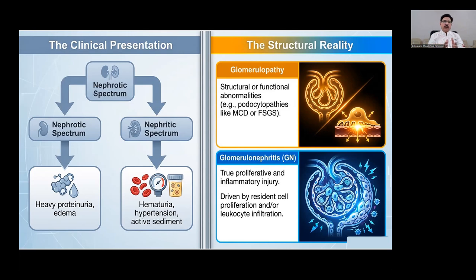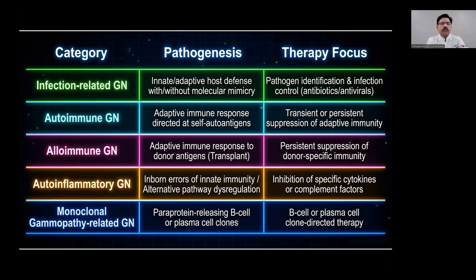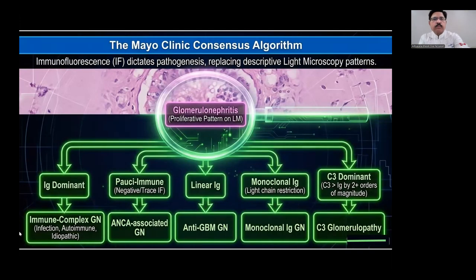The difference is, glomerulopathy is minimal change disease, podocytopathy, focal segmental glomerular sclerosis, with heavy proteinuria. Whereas when you are looking at glomerulonephritis, true proliferative and inflammatory injury is there in the glomerulus, and that produces resident cell proliferation and leukocyte infiltration. So from now onwards, you can see on the screen. You can see there also, because you are not stuck with this laptop anymore.